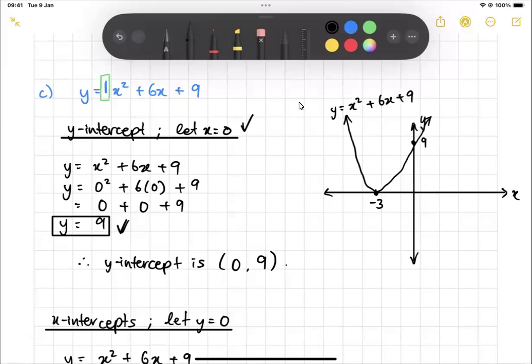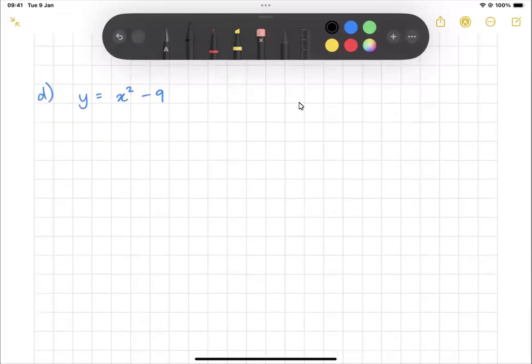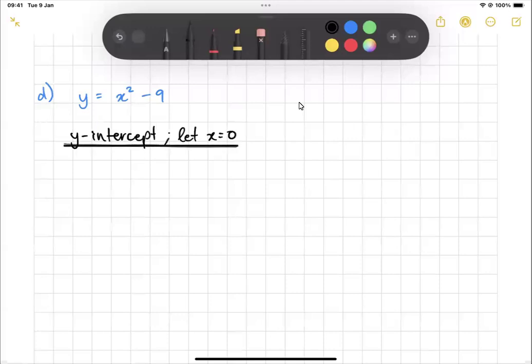That's it. Okay, let's go through my second example. y equals x squared minus 9. Same thing. If I want to sketch it, I need to find my intercepts. So for my y-intercept, let x equal 0. I'm just going to do it straight away. Anytime that I see x in my equation, I'm just going to put 0 in, minus 9.